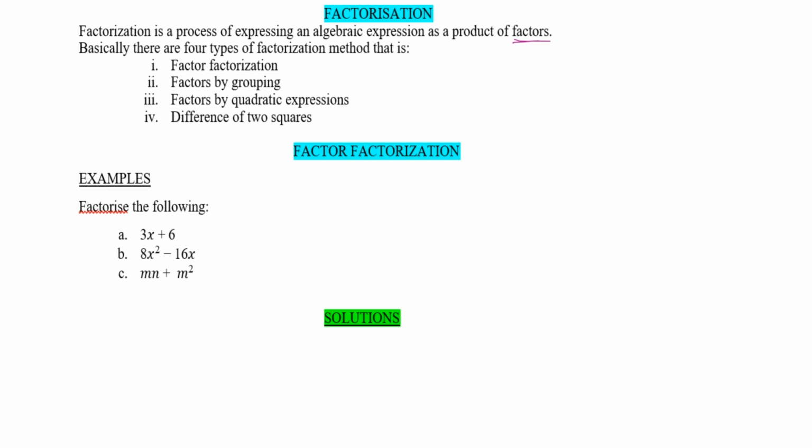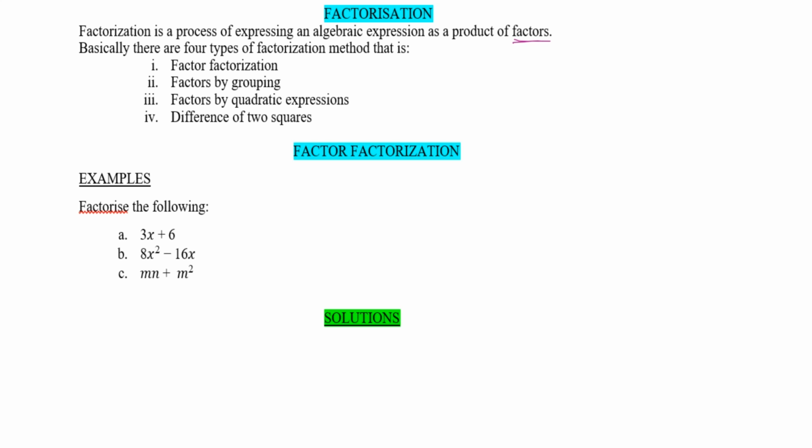So basically there are 4 types of factorization methods, which include common factor factorization, factorization by grouping, factorization of quadratic expressions, and difference of two squares. We're going to look at these one by one. Okay, so we'll start with common factor factorization. So this one purely looks at the common factors. It involves either 2 or 3 terms.